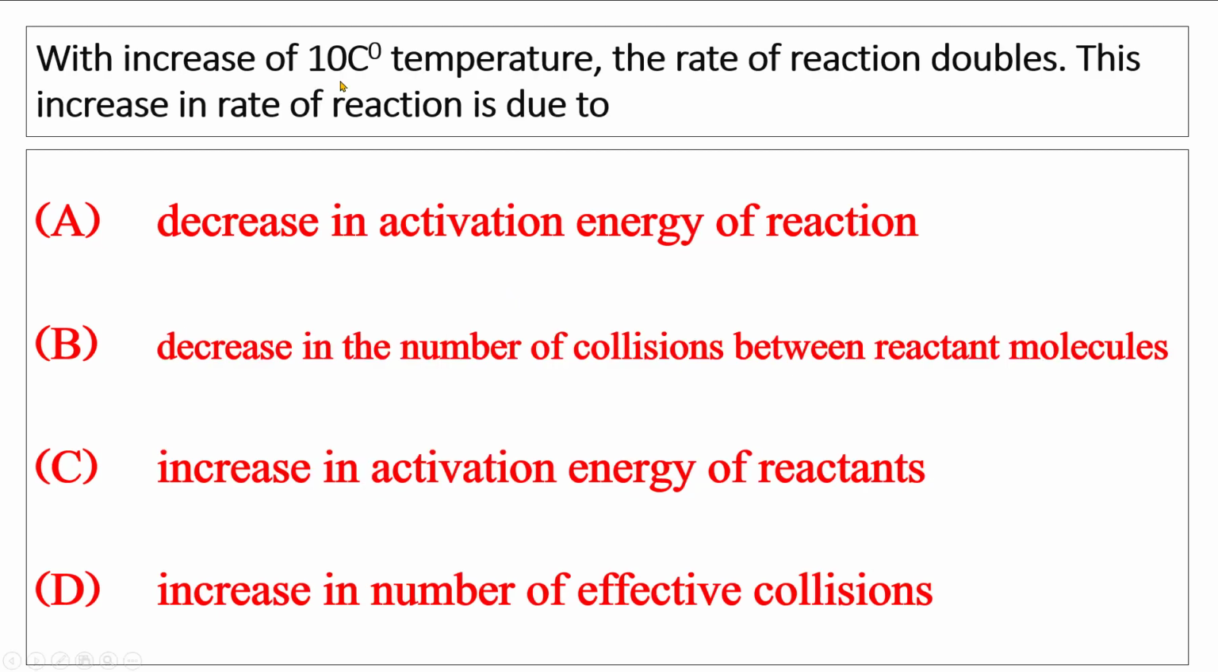With an increase of 10 degrees Celsius in temperature, the rate of reaction doubles. This increase in rate of reaction is due to: decrease in activation energy of reaction, decrease in the number of collisions between reactant molecules, increase in activation energy of reactants, increase in number of effective collisions. Correct option is D. Increase in number of effective collisions.